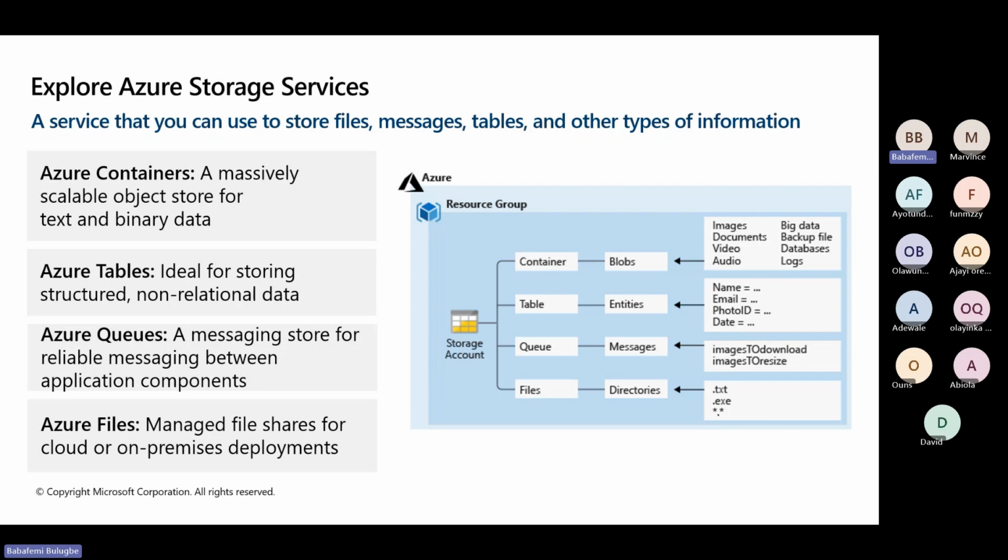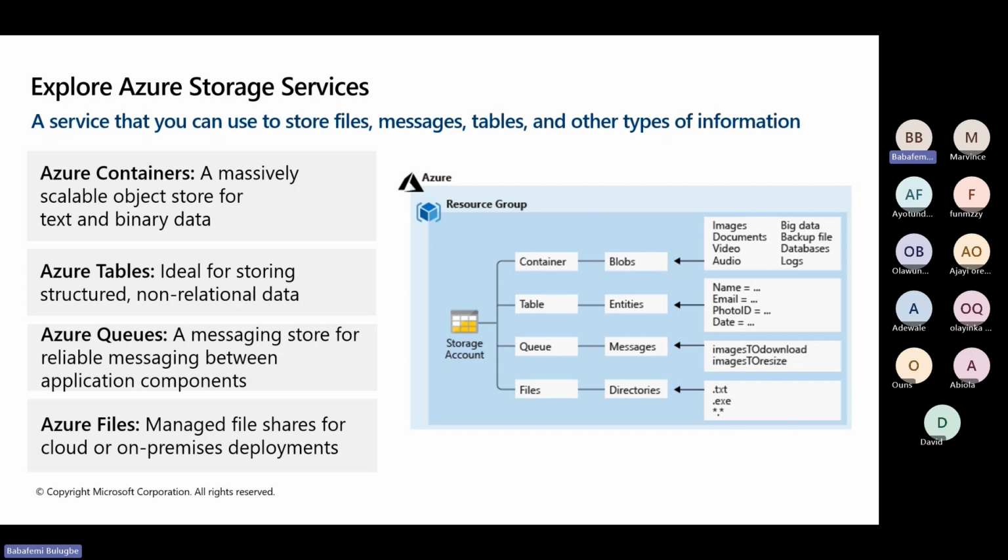Then we look at the queue. I explained that, let's say you have two applications that need to talk to each other, and there is a need for us to have a storage where we can store the messages between these two components. Now we have what we call the queue, and this queue is used for storing messages between two application components or multiple application components.